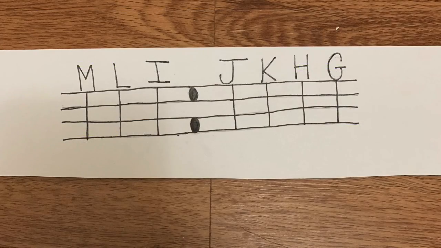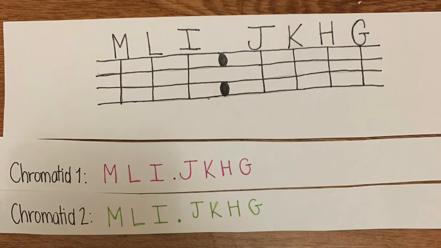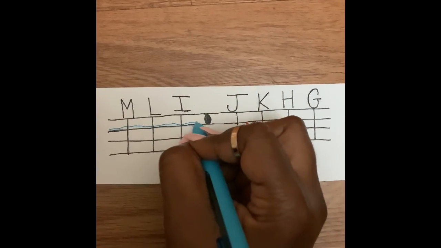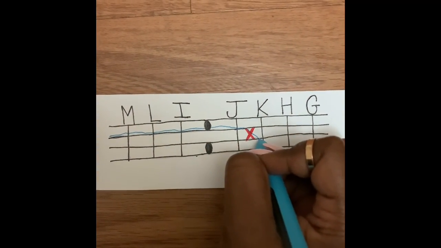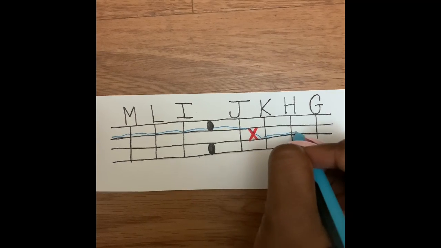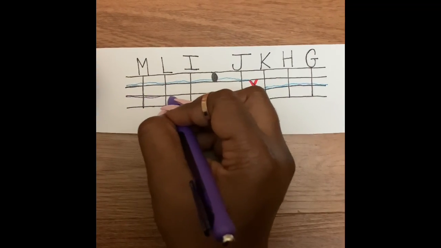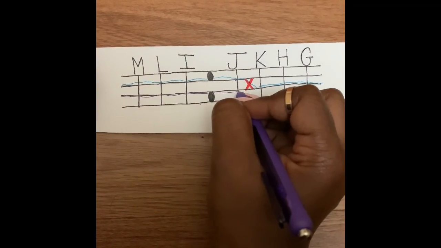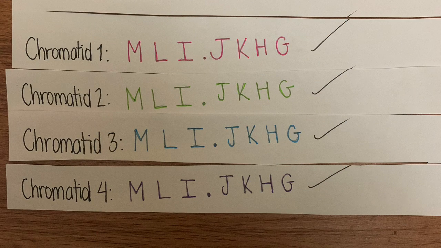Once we draw the chromosomes, we can follow the chromatids. We know chromatids 1 and 2 are the same, so let's consider the crossover event between J and K. If we start here, the chromatid will be MLI centromere J crossover KHG. And for the fourth, we'll start here, making the chromatid MLI centromere J crossover KHG. And since all the loci appear just once, we know they can all produce viable gametes.